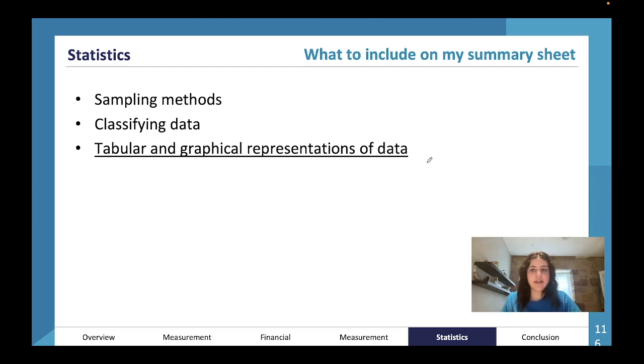Sampling methods, classifying data, and tabular and graphical representations of data. I would say the third point is the one that I see most often tested in Year 12. They're not really going to ask you questions about, is this categorical ordinal or categorical nominal, or how do you classify it, or how do you sample? So what is a stratified sample? It's very unlikely they'll ask you that in Year 12, very much in Year 11, but not in Year 12. But tabular and graphical representation, so all of that cumulative frequency, relative frequency stuff is very much important to Year 12.